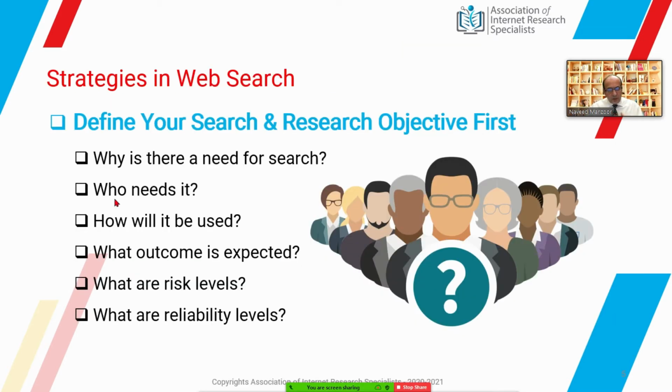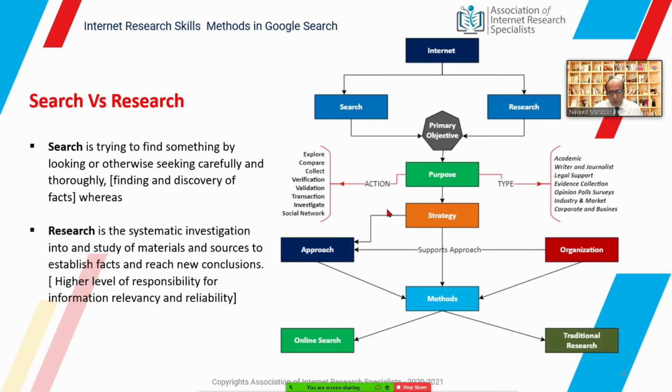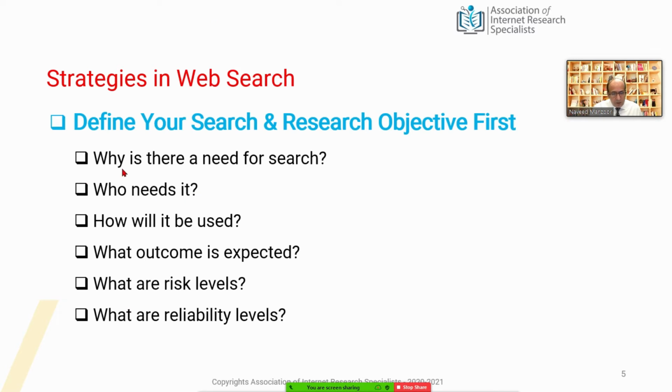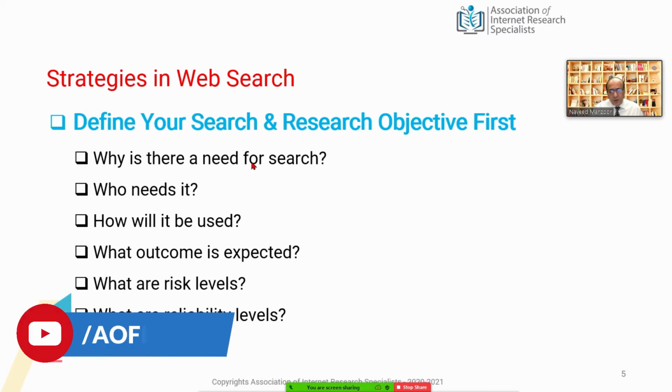Let's go to the next one. So let's again come back to the strategy, because we are still talking about part one, which is the strategizing and the approach to doing web search. Defining your search and research objective first, which is where we were before, like the purpose of it. We need to answer some of the questions, like why is there a need for search, depending on who your audience is, like who needs it, and if the search is involved, then what is the primary objective of the search?